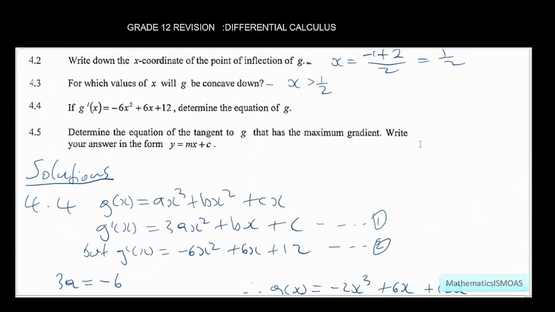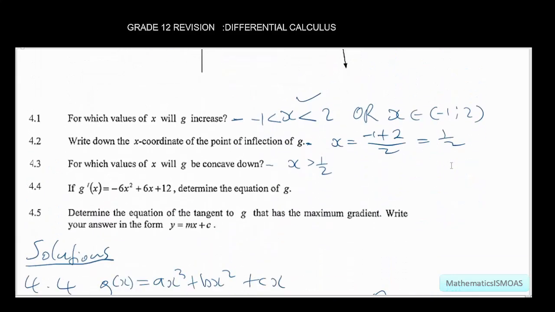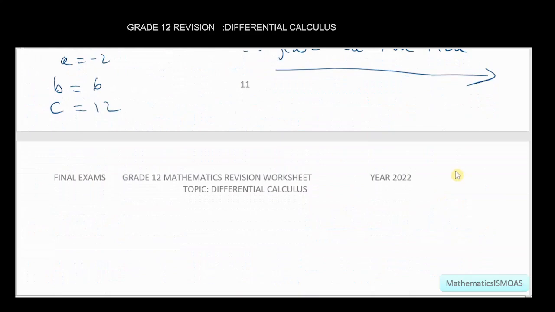And then question 4.5, determine the equation of the tangent. Determine the equation of the tangent to g that has the maximum gradient. Write your answer in the form y equals mx plus c. Right. Question 4.5.